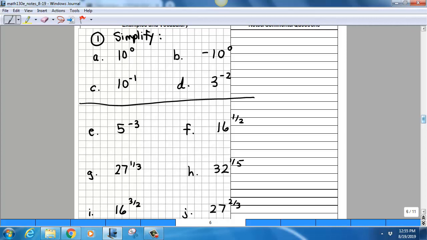Take the reciprocal. Take the reciprocal. Always remember, take the reciprocal. Okay, let's see what we got there.